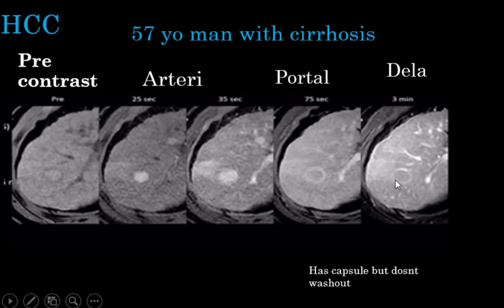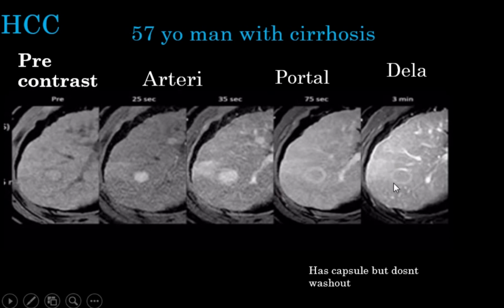It has two criteria, basically, depending on the size. If the size is large, only one of the criteria is enough to say it is malignancy. But when the size is small, you need both. And what are the two criteria? Either there is washout, or there is no washout but there is a capsule. In this lesion, there is only a capsule and there is no washout.